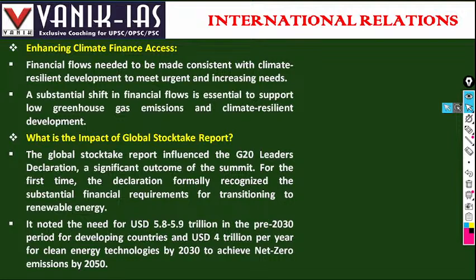The global stocktake report influenced the G20 leaders' declaration, a significant outcome of the summit. For the first time, the declaration formally recognized the substantial financial requirements for transitioning to renewable energy. It noted the need for USD 5.8 to 5.9 trillion in the pre-2030 period for developing countries, and USD 4 trillion per year for clean energy technology by 2030 to achieve net zero emissions by 2050. This amount will be raised by the developed countries, because the developing countries are in no position to arrange this fund, but they are facing the major threat of climate change.